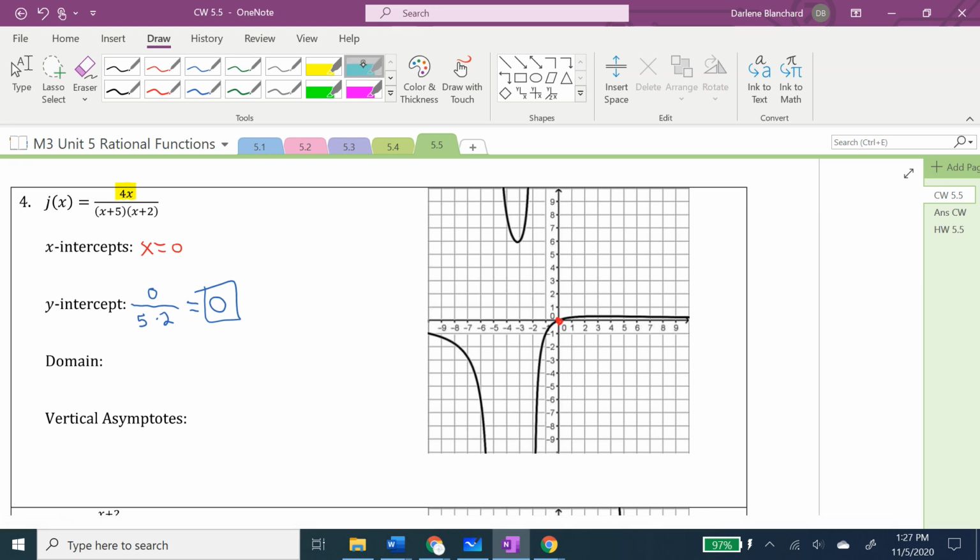The vertical asymptotes are what make the denominator equal to 0. And that would be -5 and -2, what make each individual factor equal to 0. So those are my vertical asymptotes. And it looks like that does work out with this graph. The domain is then everything except what makes the denominator equal to 0.